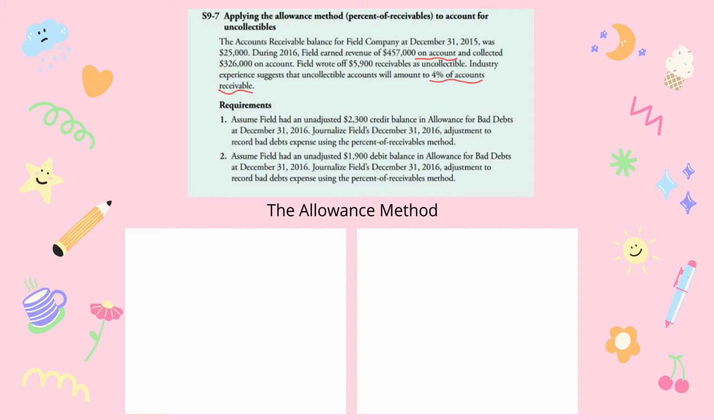So I need to draw a T account for the accounts receivable and for the allowance for bad debts. It's not like the sales revenue. We close sales revenue at the end of each period, so the balance is 0 at the beginning of each period, while for accounts receivable, it's accumulating from one period to another. Now let's find the accounts receivable balance.